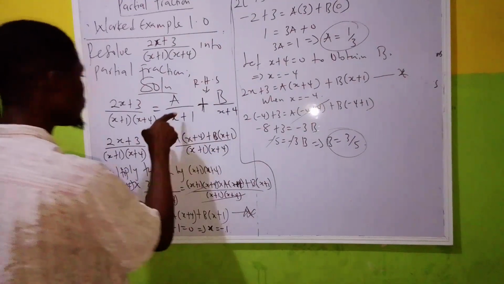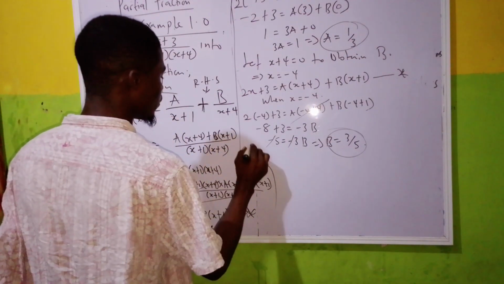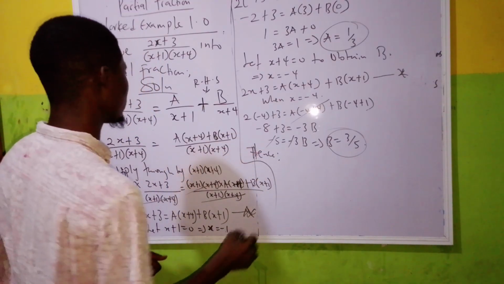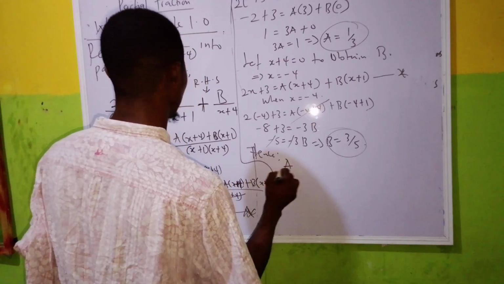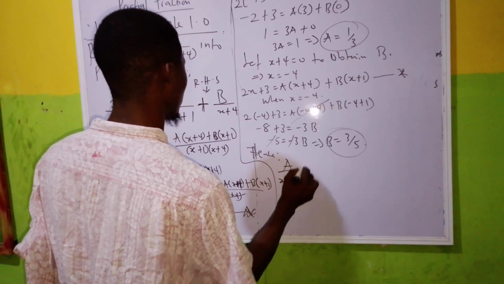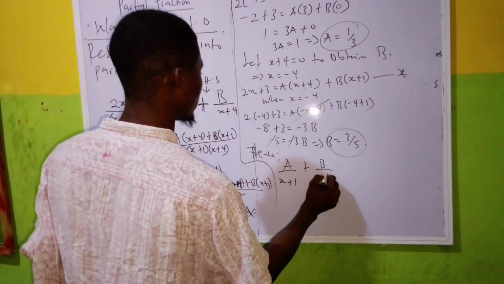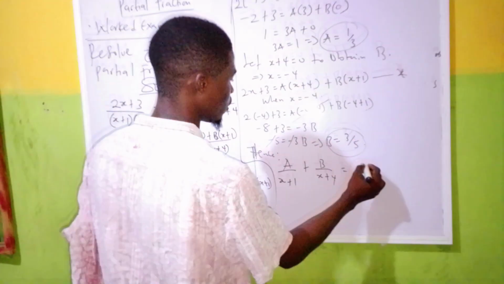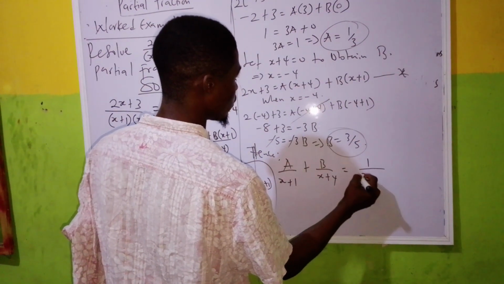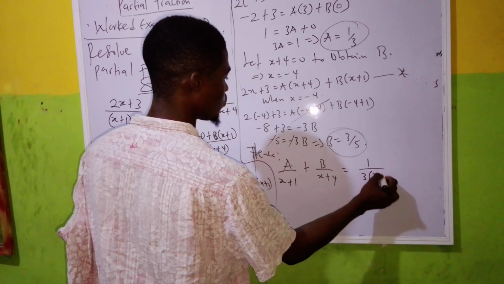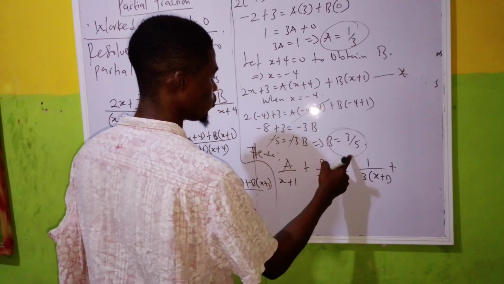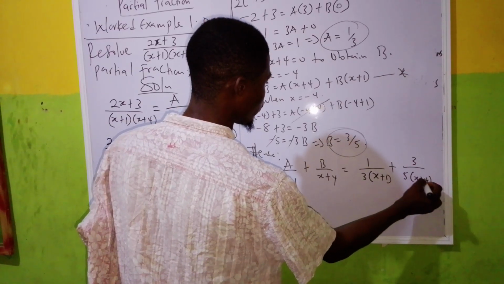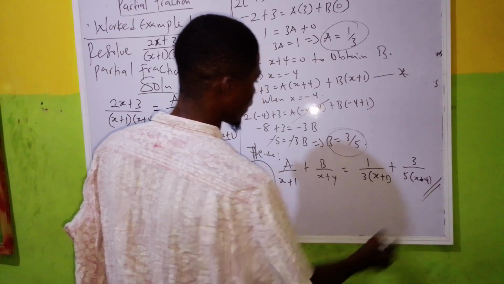So now we come back here, hence, or you can say therefore, okay, let me just put hence. a over x plus 1 plus b over x plus 4 is equals to, what do you get for your a? We get 1 over 3. That's 1 over 3 into x plus 1 plus, what that will be, 3 over 5. That's 3 over 5 into x plus 4. So this is our final answer.